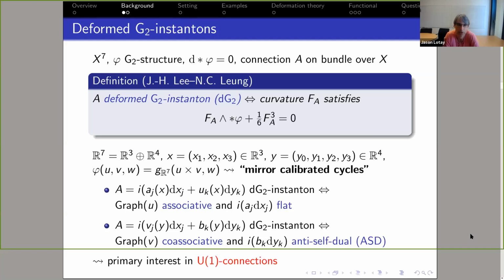Yes, and as I said, we're only going to be looking at U1 connections. There is a generalization, of course, with a different formula when it's not U1, but this is the case we're going to care about. If you want, you can make this more closely related to mirror symmetry by thinking about calibrated torus fibrations and the Fourier-Mukai transform, but I'm not going to talk about that.